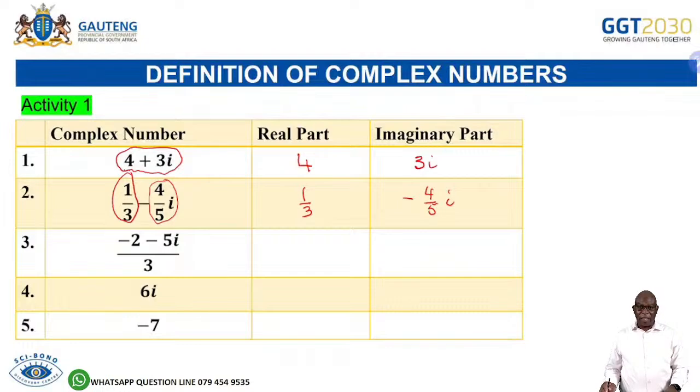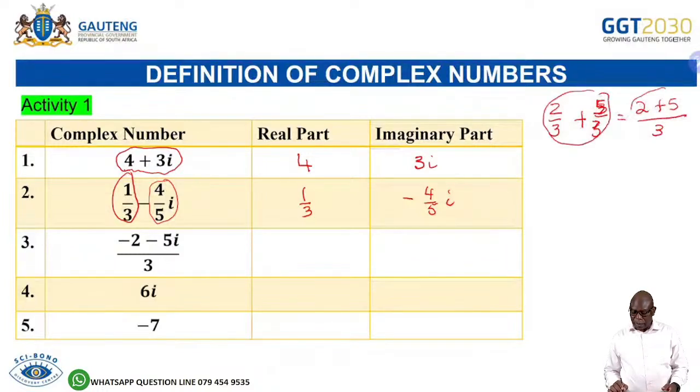The third one is a bit tricky, but you must know your fractions. It is negative 2 minus 5i, all over 3. So if, for instance, I want to take an example that is not related to that: 2 over 3 plus 5 over 3. If I work this sum out, the denominator is 3, and then 2 plus 5. So can you see now, the answer to this will be the same as this one.